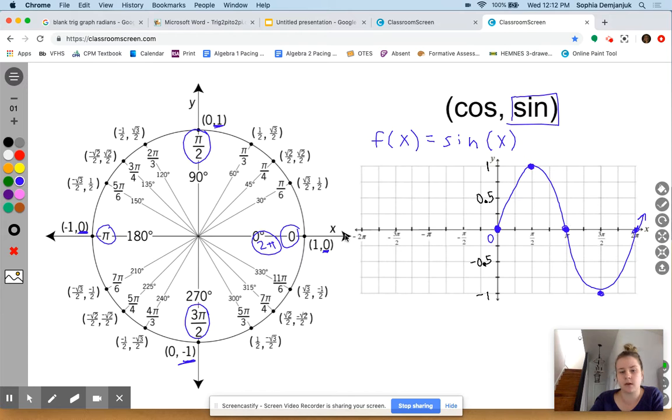And we're going to continue it on into the negative direction again. So I already have my 0, and then I need to go down to -1, and then back to 0, and then to +1, and then to 0.